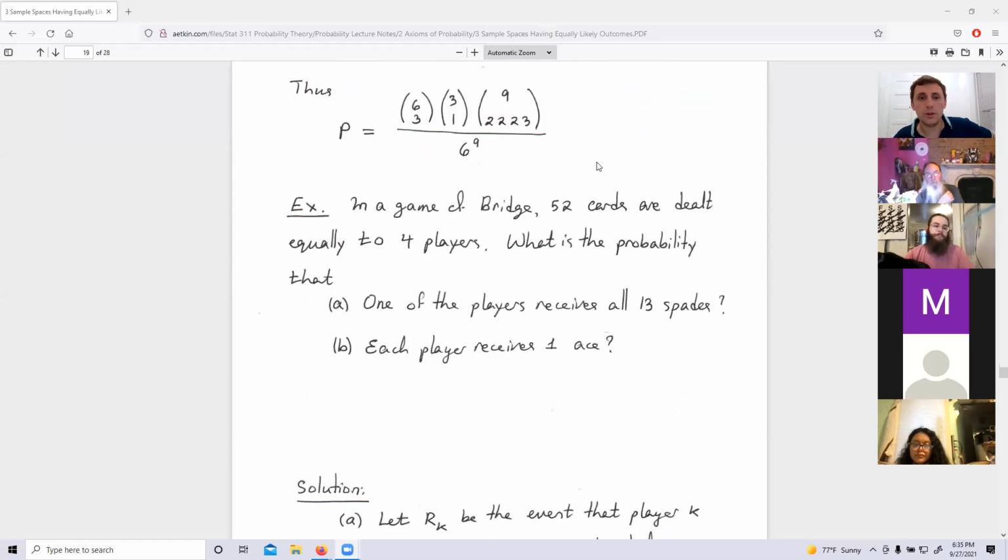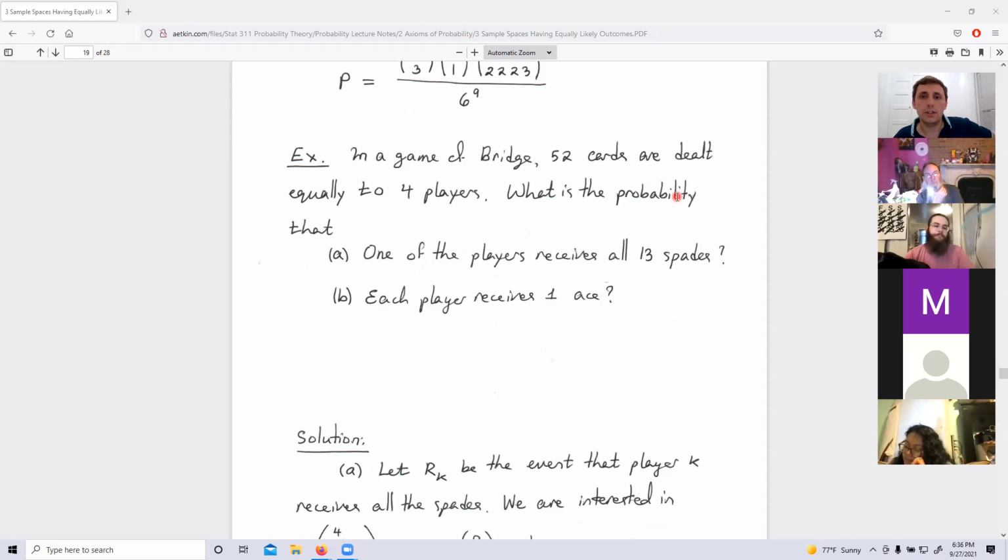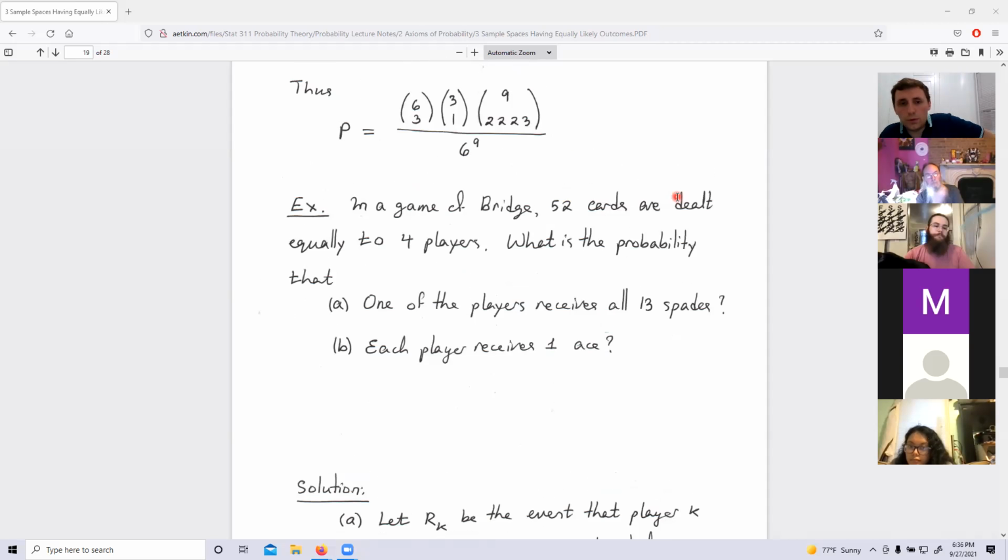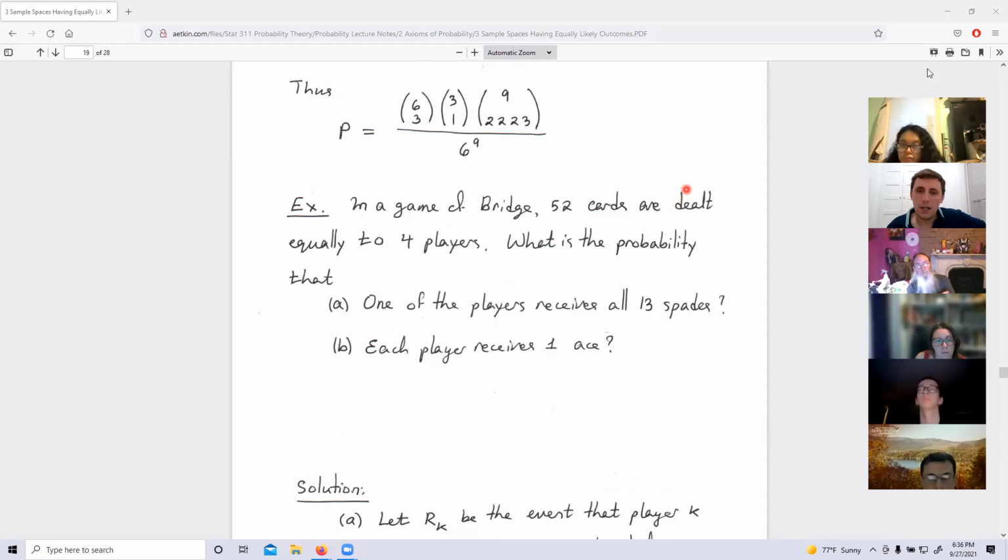Let's move on. Now we talk about the game of bridge. So in a game of bridge, 52 cards are dealt equally to 4 players. What's the probability that one player receives 13 spades? What do you think? You see, guys, so you take 52 cards and each player gets 13 cards. Now, one player is supposed to get all spades, all 13 spades. What's the probability of that happening? Calculate.